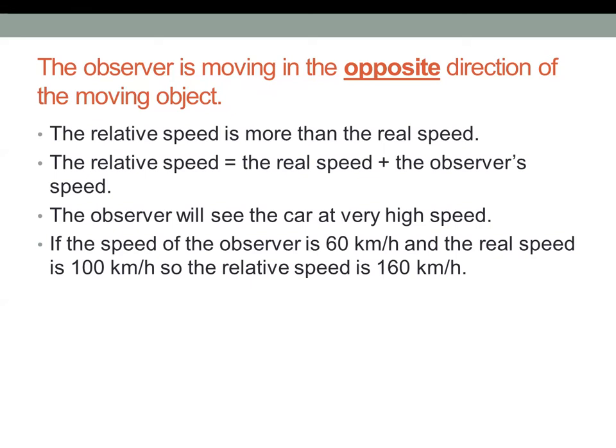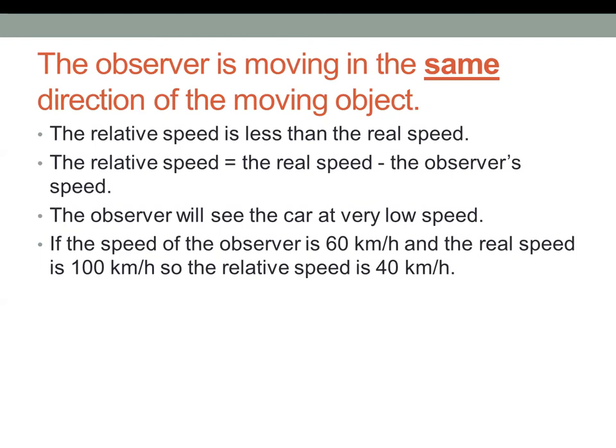Okay, let's imagine the speed of the observer is 60 and the real speed of the car is 100. The relative speed, I will see it 160. I will see it more. Okay, its real speed is 100, but because it is in the opposite direction of me, I will see it higher. I will see it 160.